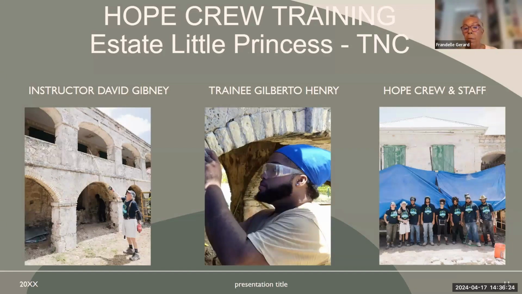We have partnered with organizations to do traditional training. This is the estate Little Princess property that's owned by the Nature Conservancy, and we were able to do a Hope training program for young people in our community. We trained 5 people. David Gilbert came in, and so we are partnering closely with the National Trust for Historic Preservation to make sure that the trades are continued and proper training is provided to the students.